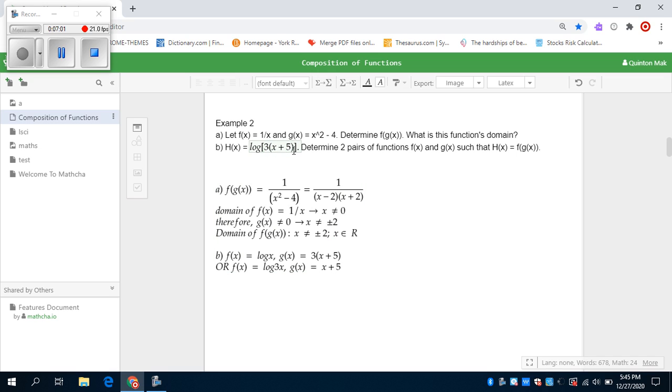So one possibility could be f of x is log x, g of x is 3 times x plus 5, because when you sub this into f of x, it makes the required function. And the second example is the same thing. If you sub x plus 5 into log of 3x, you get log 3 times x plus 5. So these two are the possible pairs of functions that make up this composite function.